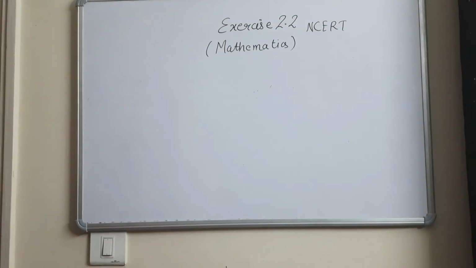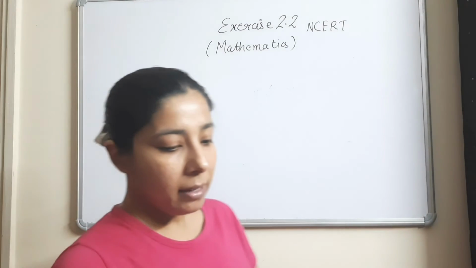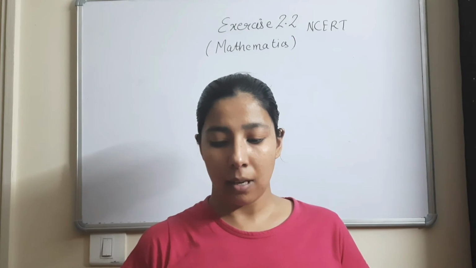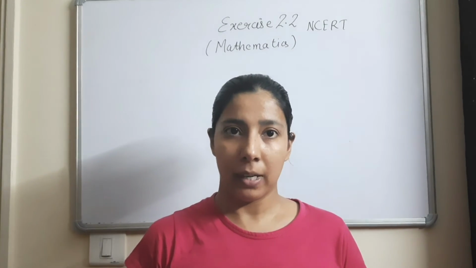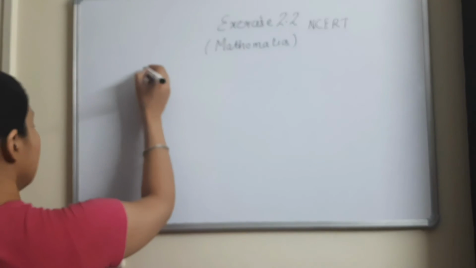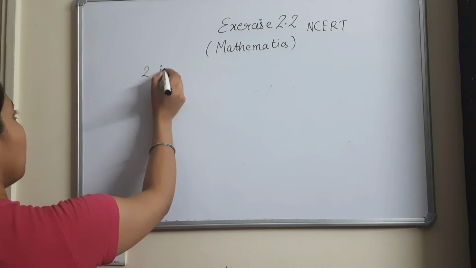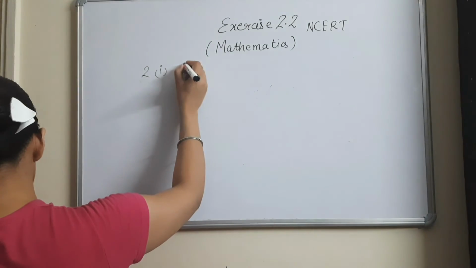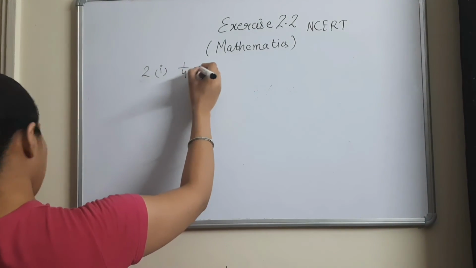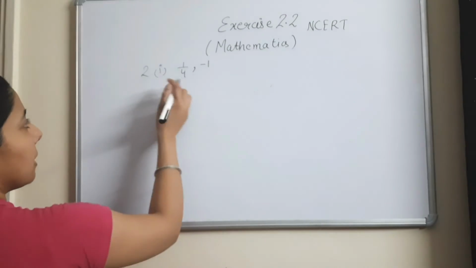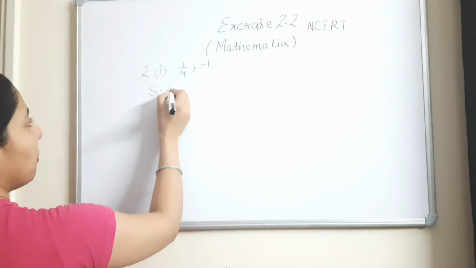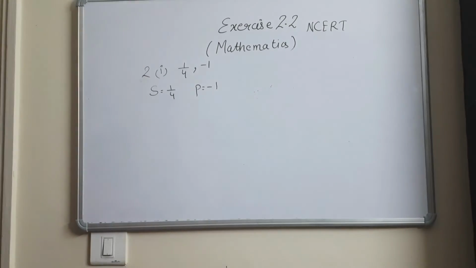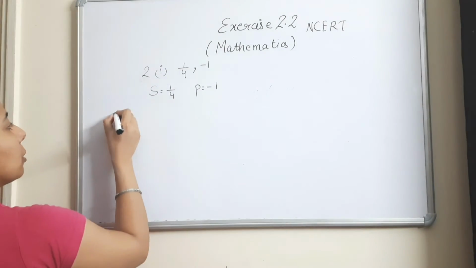In this, the question says, find the quadratic polynomial, each with the given numbers as the sum and product of its zeros respectively. So what it means, we are given the sum of zeros of the polynomial and the product of zeros respectively. The first part is 1 by 4 and minus 1. So it is given that the sum of the zeros is 1 by 4 and the product of the zeros is minus 1. So we have to write the polynomial.